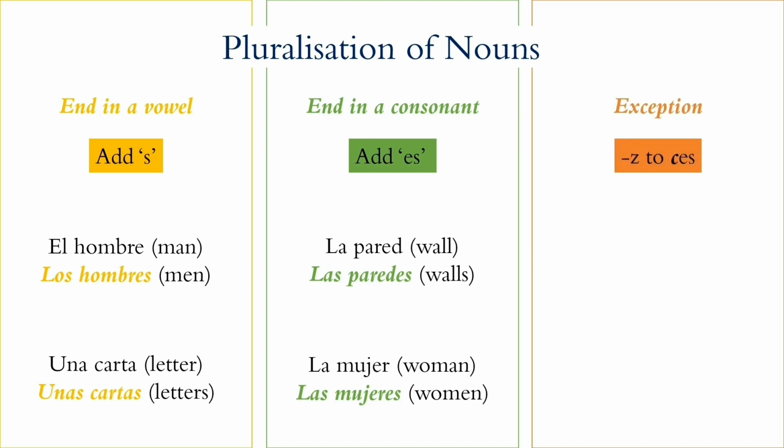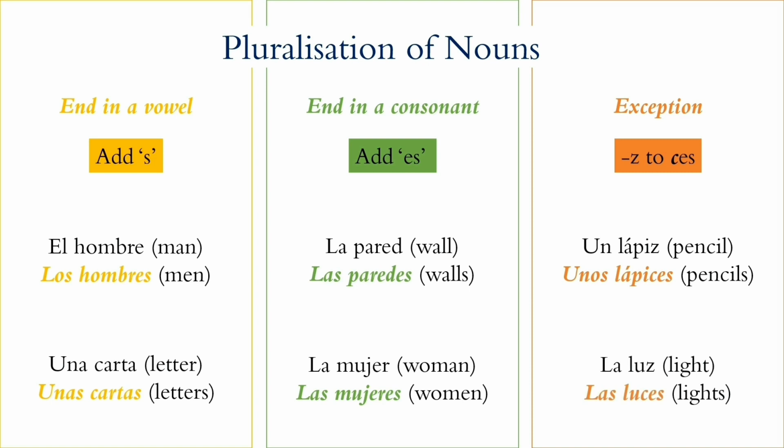Now there is an exception, however, for nouns ending in z. These nouns change the z to ces. For example, lápiz changes to lápices and luz changes to luces, and this change is really done to maintain the pronunciation. So the articles which accompany these nouns in the plural form also change, as the article, remember, must match nouns in gender and number.